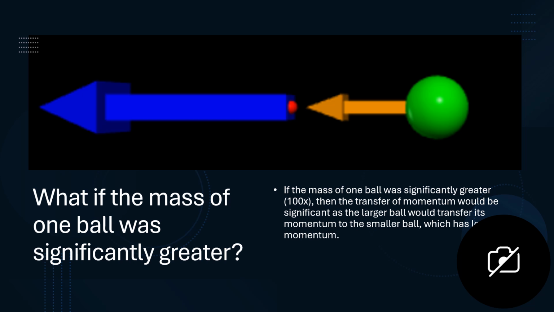Then I asked the question, what if the mass was significantly greater? In this scenario, ball two is 100 times greater than ball one, and as you can see, ball one's momentum is massive compared to ball two's. Not only that, ball two still has a significant momentum in the same direction it was initially traveling in, which means that the mass difference between them plays a significant role in the transfer of momentum.